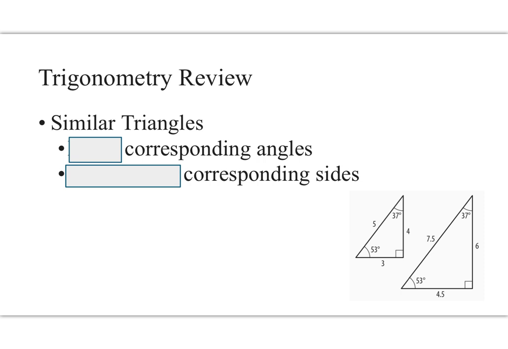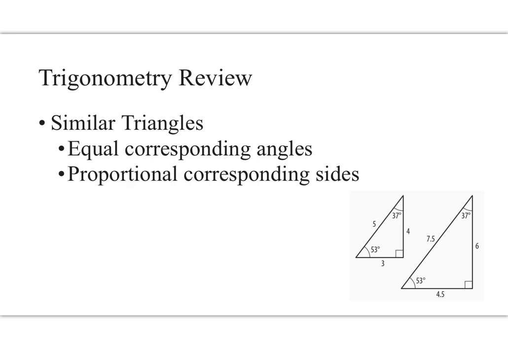What do we mean by similar triangles? This is really important in trig: similar triangles have equal angles. You'll notice on this that 37, 37, 53, 53, and of course 90, 90. The angles are equal when we have similar triangles. However, the sides are proportional. The sides create proportional fractions or ratios. So the angles are equal, and the sides are proportional when we're talking about similar triangles.